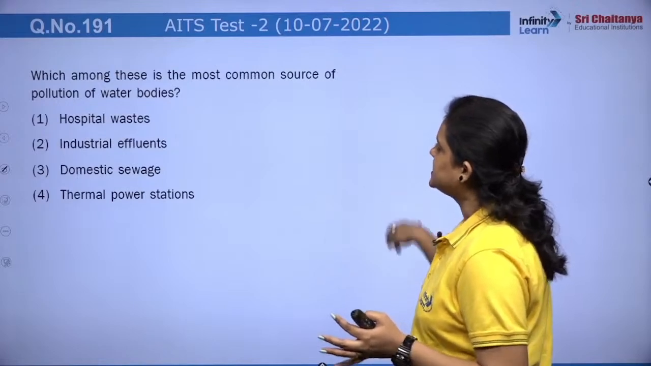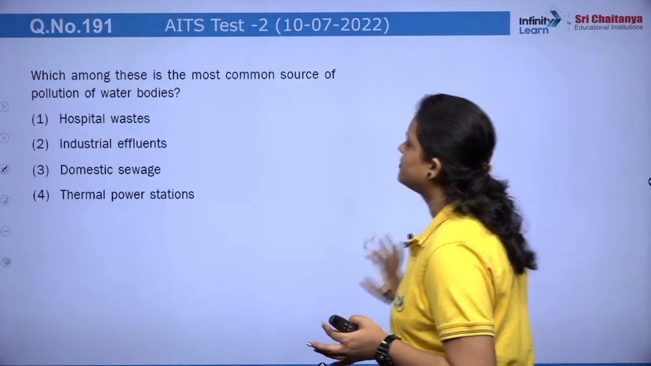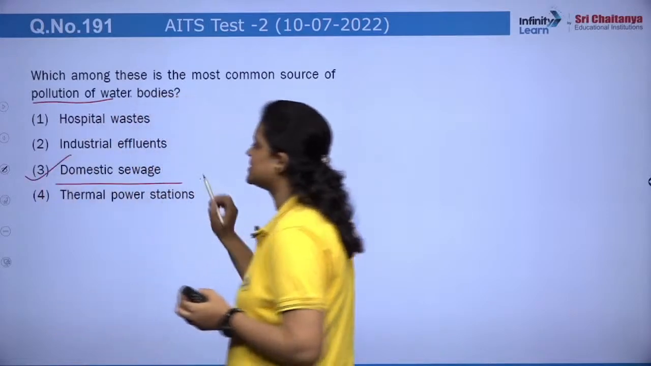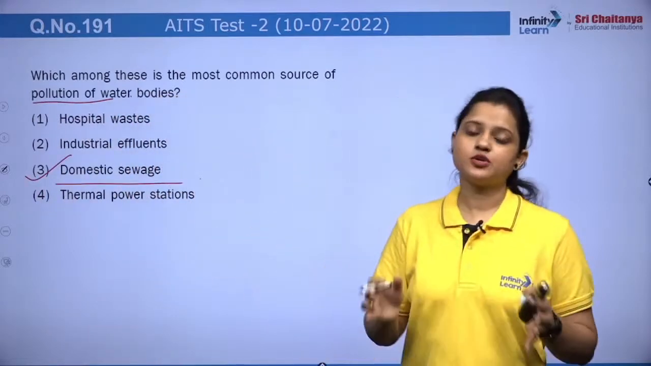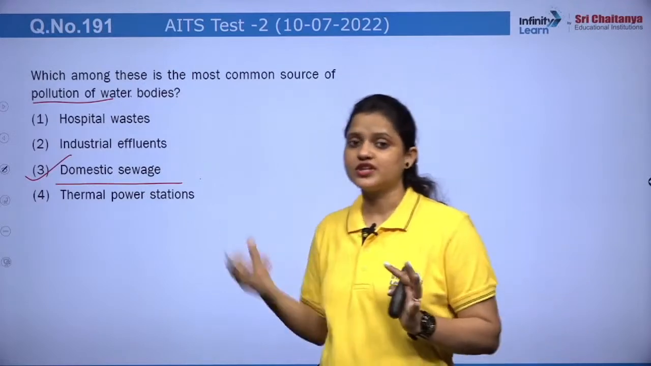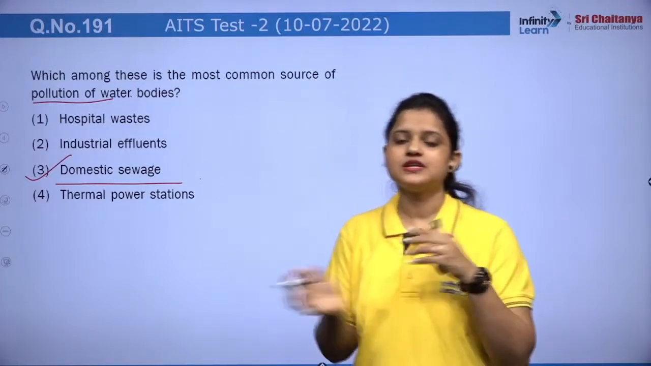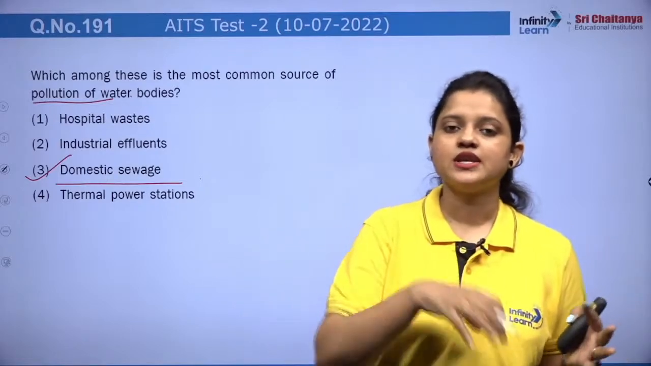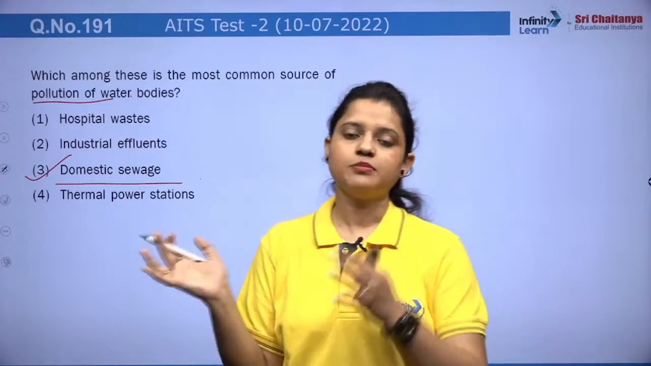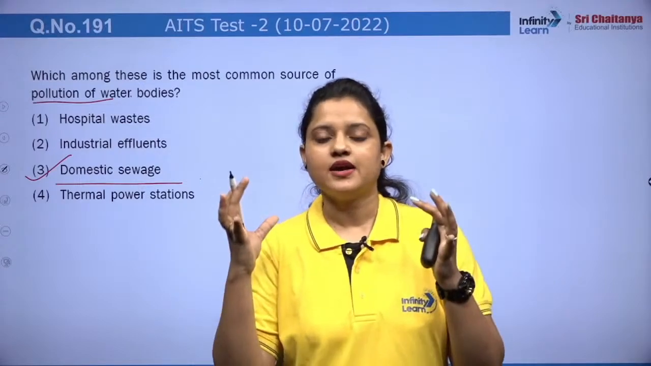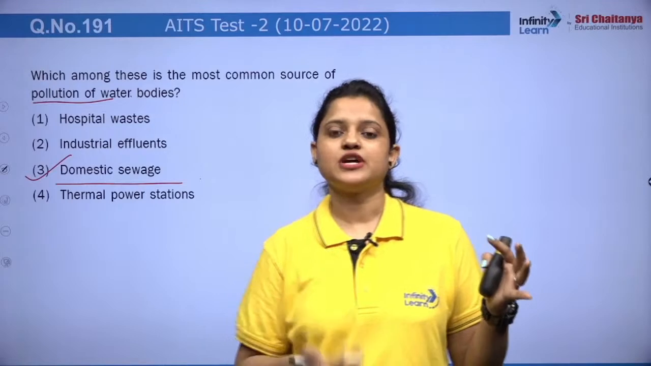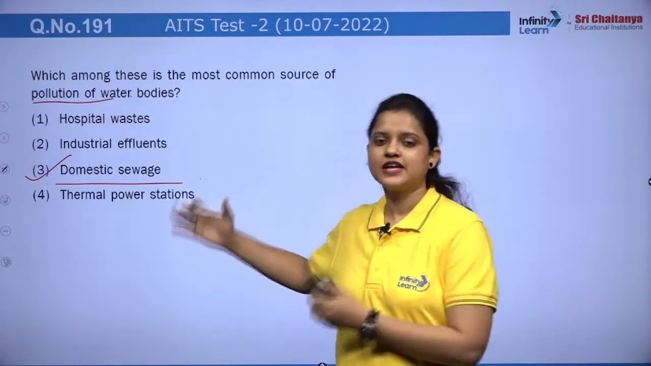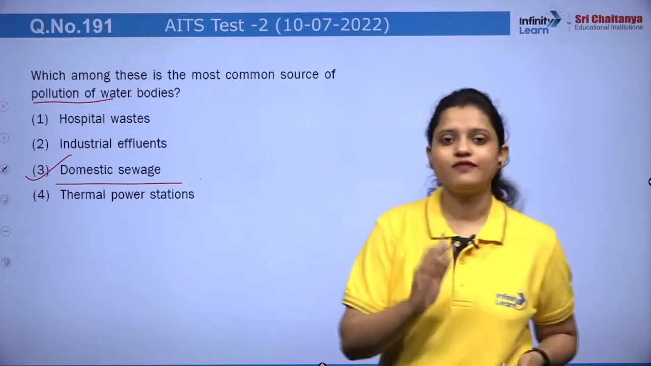Which among these is the most common source of pollution of water bodies? So the most common source of pollution is domestic sewage. Now this domestic sewage is rich in nitrogen and phosphorus, because of which there is growth of algae, there will be algal bloom. Ultimately the oxygen will be utilized by them and there will not be any oxygen and sunlight reaching the organisms which are present in the water below. So it will lead to slow death of that water body, also known as eutrophication.